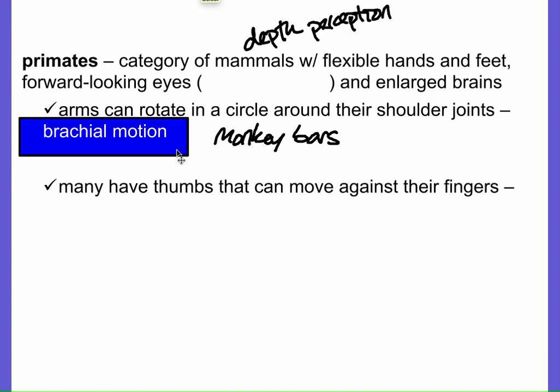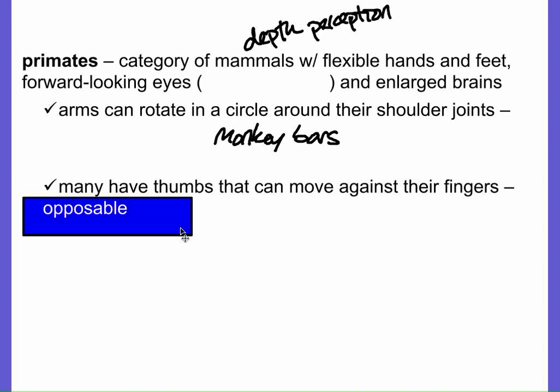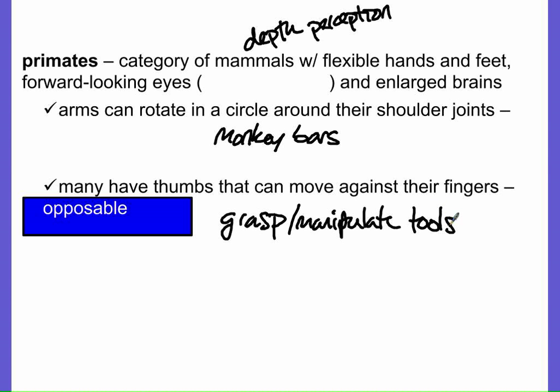Primates also have opposable thumbs. And that means that the force of your thumb and your fingers oppose each other so that you can grasp and carry large objects very easily. And it allows you to manipulate tools. It's really, really important for us. So without that ability to manipulate tools, we wouldn't have been able to set ourselves apart from other primates.